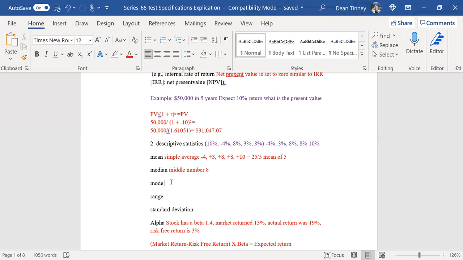As we said, the median is the middle number. The mode is the number that occurs most often.